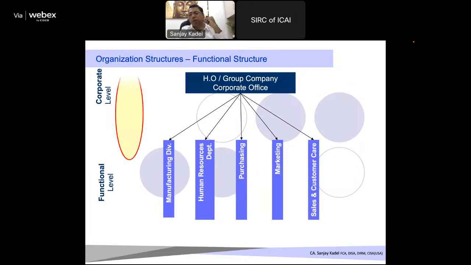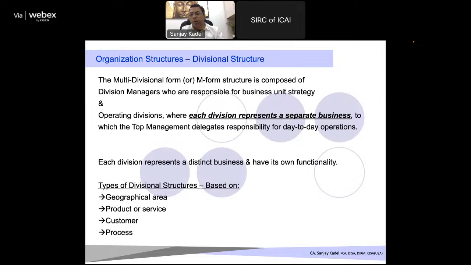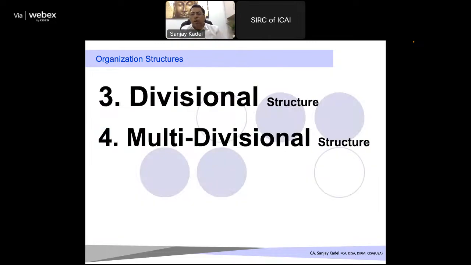So the company can think of next level of organization structure called as divisional structure, or we can also call it as a multi-divisional structure. Now, what is divisional structure? We already saw. If you remember the organization levels when we discussed initially, I think in the first chapter, so there we had seen corporate level, business level, and functional level. So if you have these three levels in an organization, they are said to be following divisional structure or multi-divisional structure.